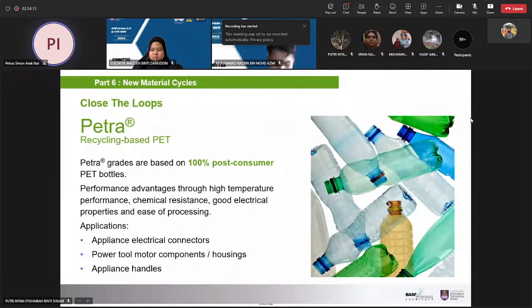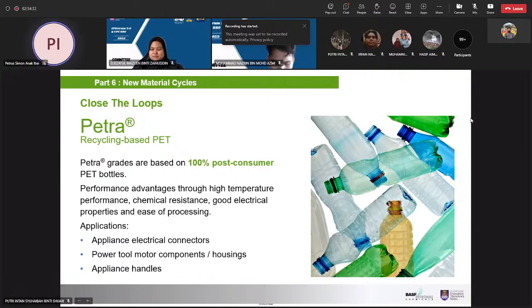Examples on the closed loops. All right, closed loops. This is one of our products. We trademark it as Petra. Petra grades are based on 100% post-consumer polyethylene products, bottles.